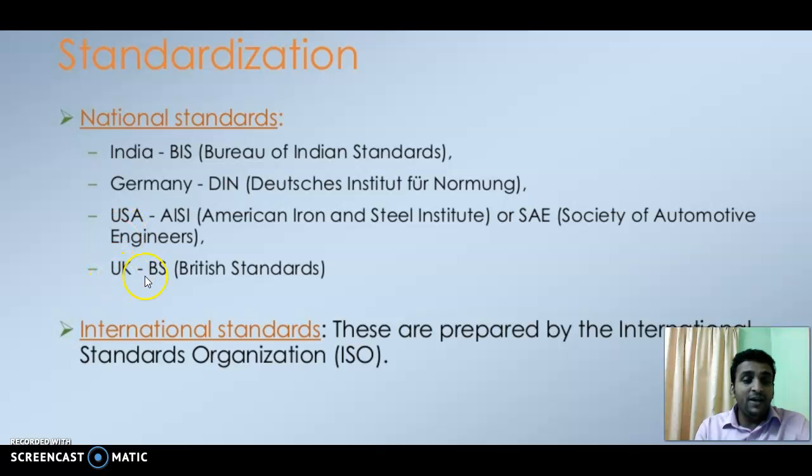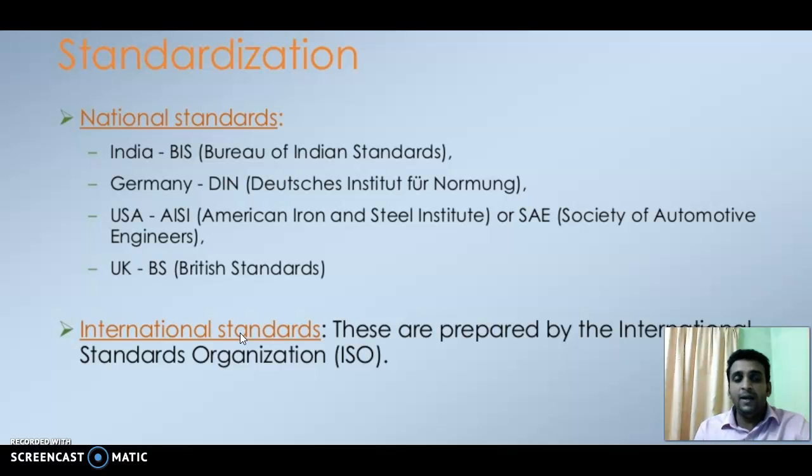If it is in UK, they are using BS. What is that? British Standards. So these are the general national standards used in that particular nation itself. These standards are not used in other countries. And all over the world, we are using ISO. What is that? International Standards Organization, ISO. So international standard is the final one. In all the world they are using it.